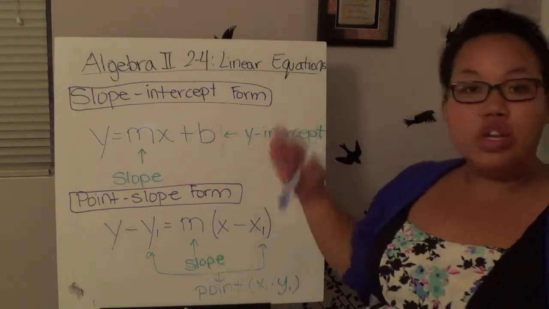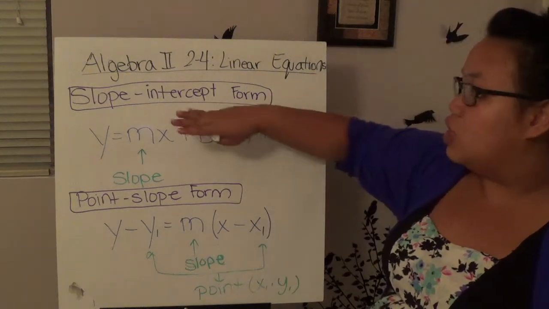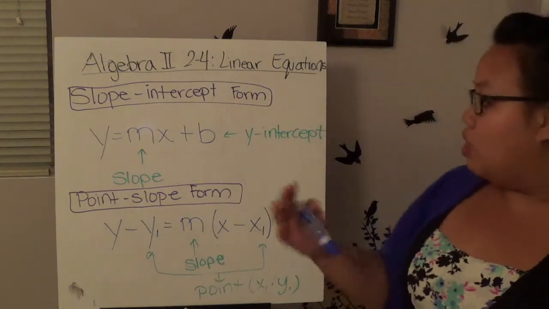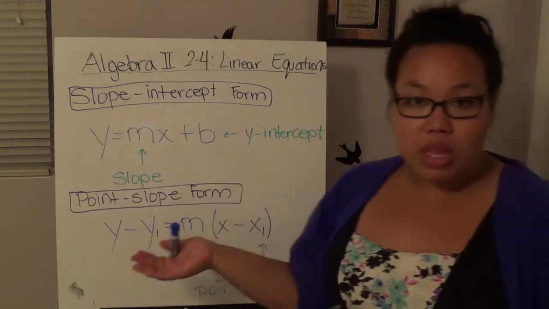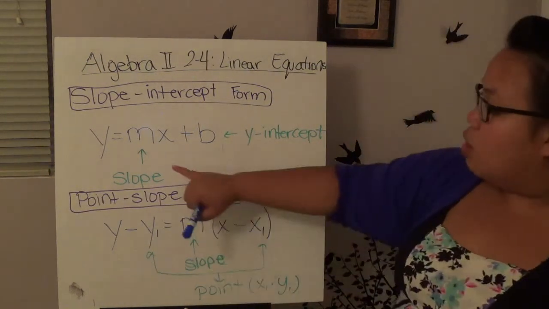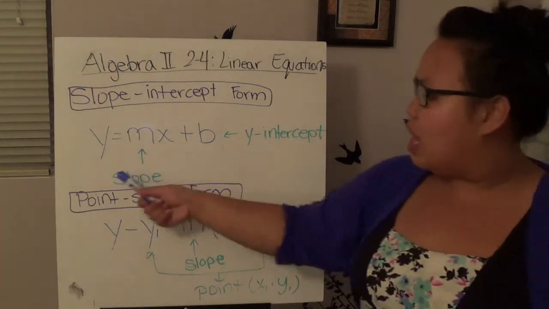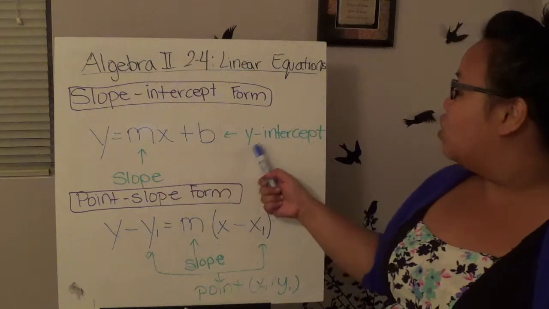I'm not going to require you to master both. I want you to understand both, but the one I need you to master is slope-intercept form. And hopefully it looks familiar to you. It's y equals mx plus b. The term m, just like in the previous section, Section 2.3, means slope. And b is the y-intercept.